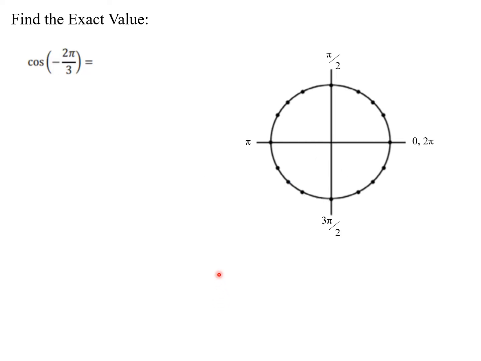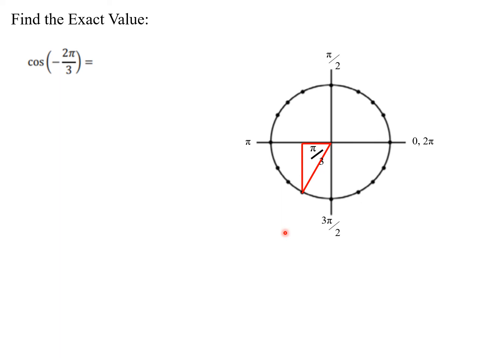Okay, one more of these. Cosine of -2 pi over 3. Now we're going negative, okay? All right, now negative pi is going clockwise all the way to this axis. If I break that into thirds, okay, there's a third, there's a third, and there's the other third. So -2 of those is going to get us to right here.